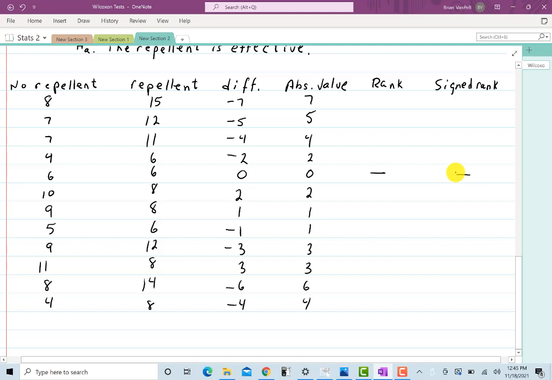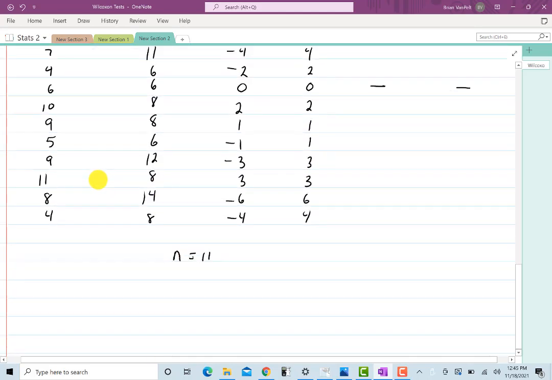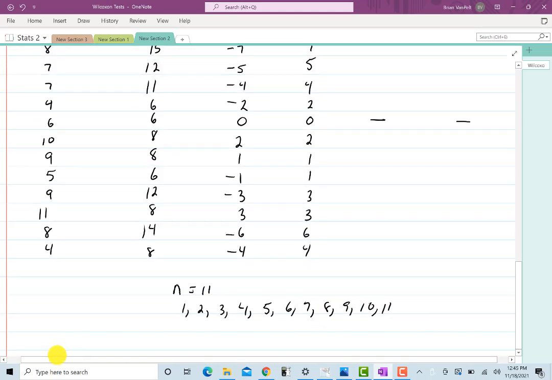Now we're going to start with the numbers themselves. We have rankings available 1, 2, 3, 4, 5, 6, 7, 8, 9, 10, 11. So n equals 11. So I want to rank 1 through 11. These are the ranking spots that I want to use, but the way it works is complicated.